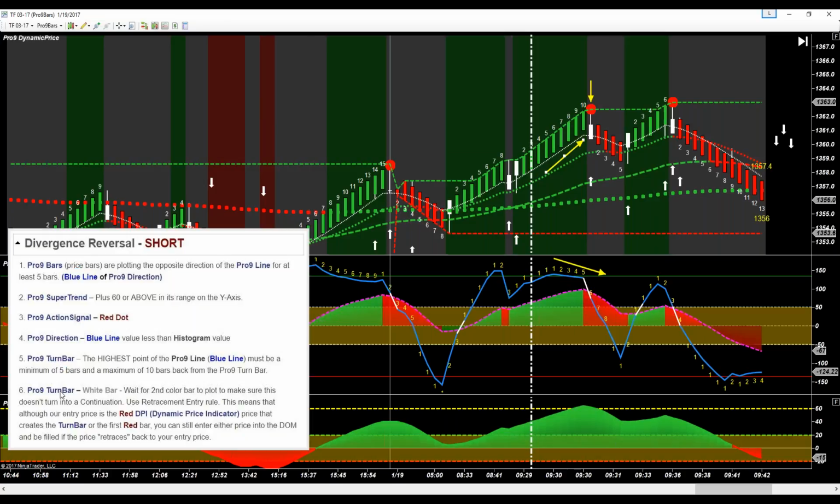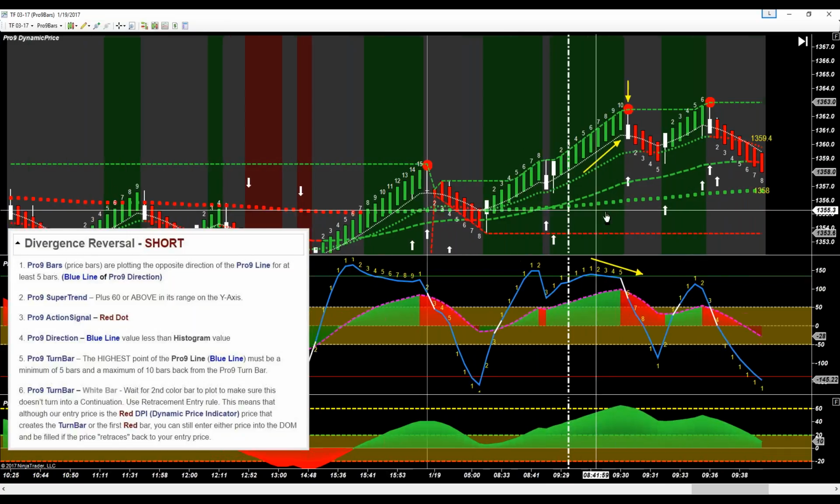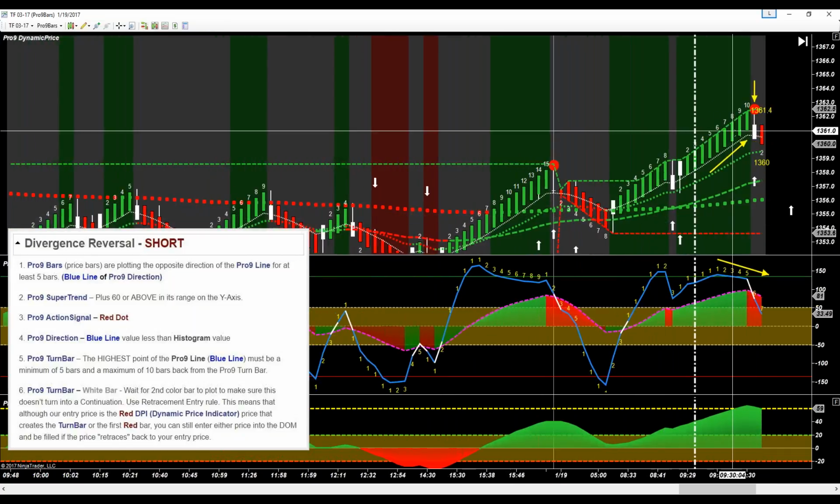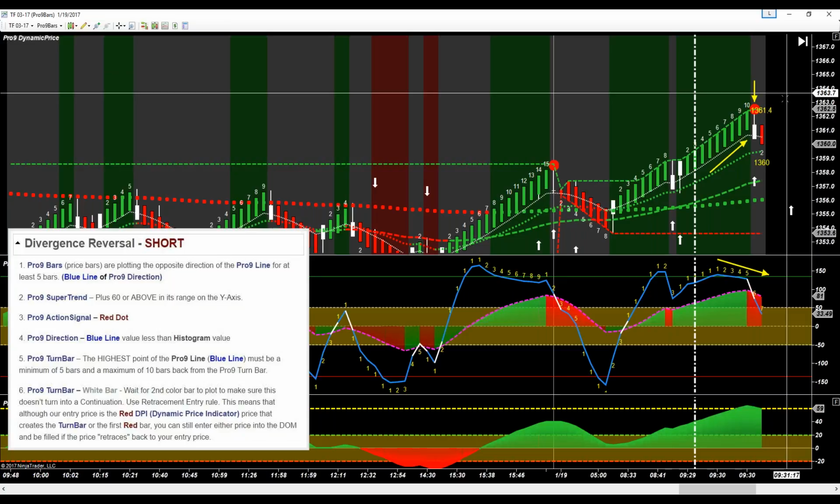Now my 6th rule, which is very, very important, we want to wait for 2 color bars to plot and then attempt a retracement entry. We do this because even though we have signs of a divergence reversal, all my rules are qualified, sometimes the trend is so strong where, let me flash back a bit here, we'll plot 1 color bar and the next bar is a turn bar, and the trend just continues to move along.